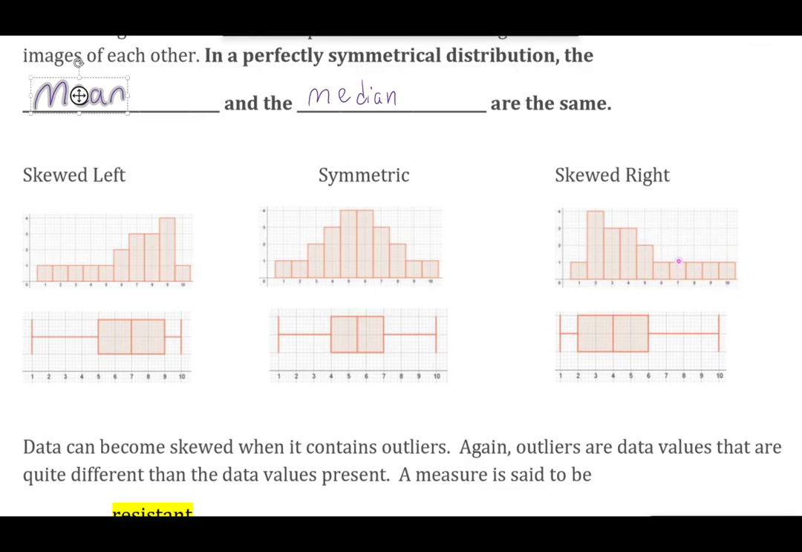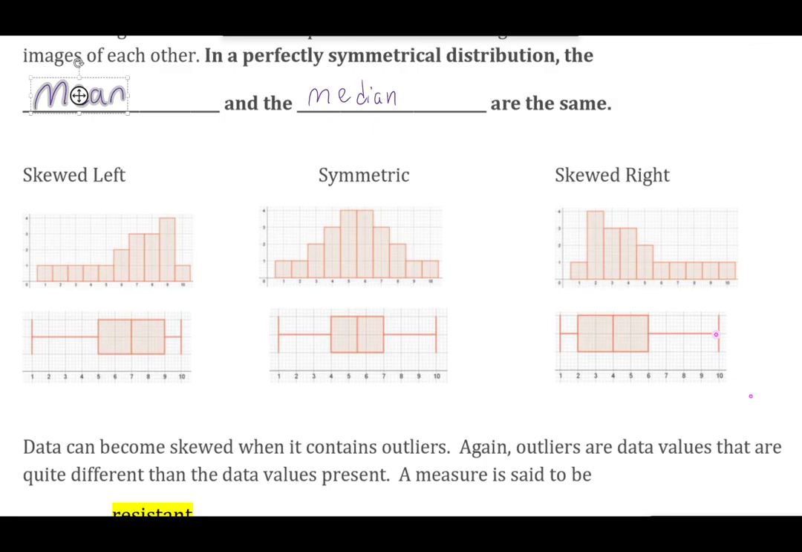When we have a skewed right distribution, the histogram has a lot of low frequency outliers on the right side and more of the higher frequency values to the left. Again, the weighted middle, or the mean, would be shifted to the right because all of these values over here are pulling it to the right.